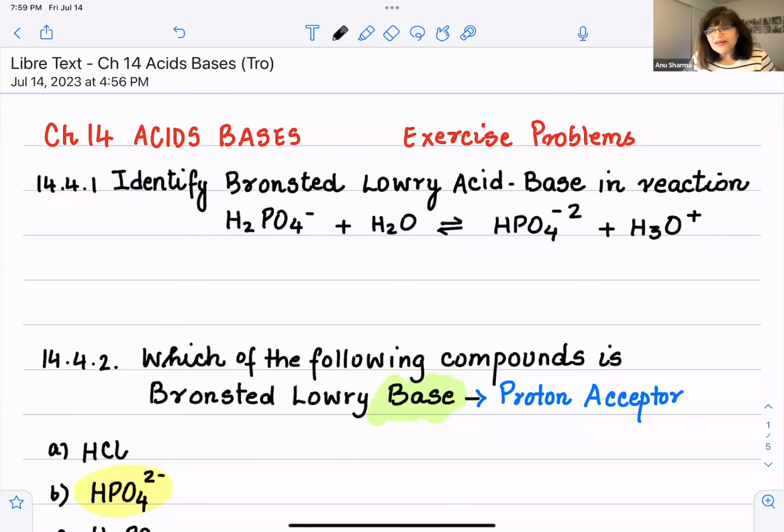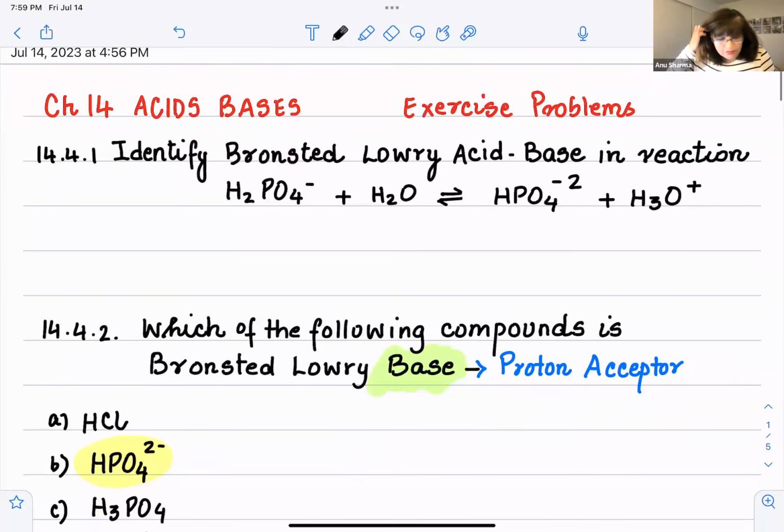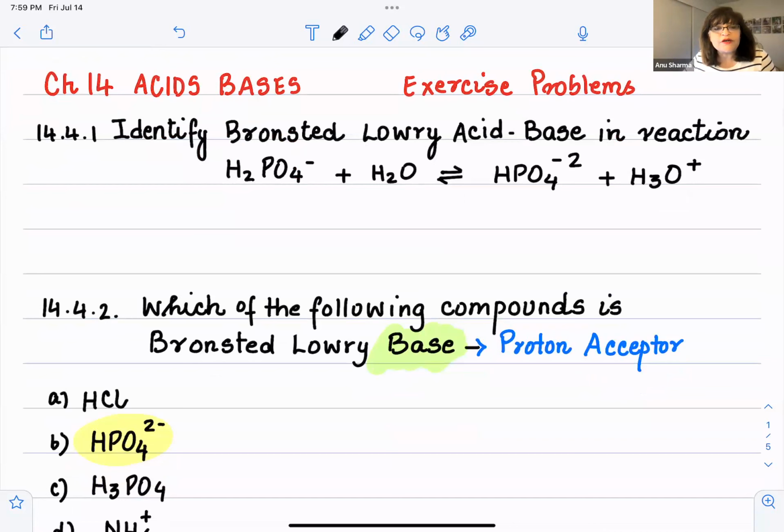Hi guys. Okay, so let's look at chapter 14, which is the acid base chapter in the introductory chemistry book by Tro, and this is available on the Libre text website. So we're going to be doing the exercise problems in this video. Okay, so here we are looking at problem 14.4.1, and we're being asked to identify the Bronsted Lowry acids and bases.